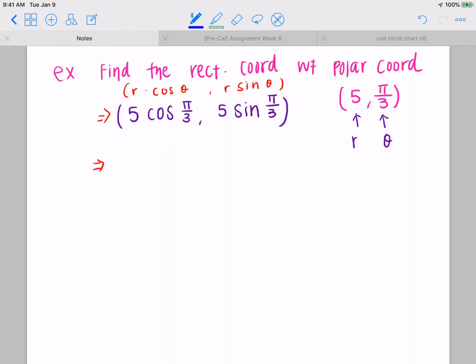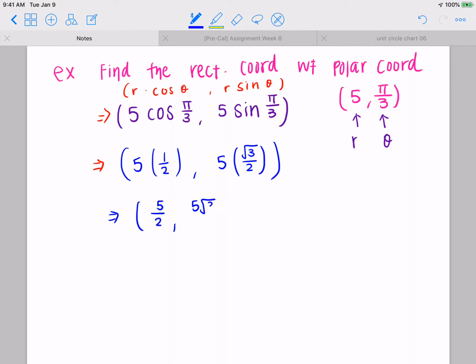So I'm going to go back to my notes. Instead of writing cosine pi over 3, I'm going to write 1/2. Instead of writing sine pi over 3, I'm going to write square root of 3 over 2. And we have our 5s. Okay, almost done. So left side, we're going to multiply it together, which is 5 over 2. And the right side is 5 square root of 3 over 2. That's your answer.